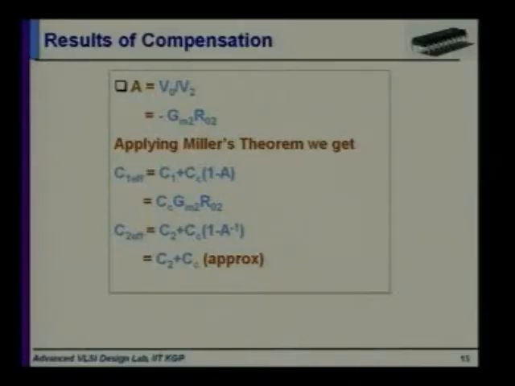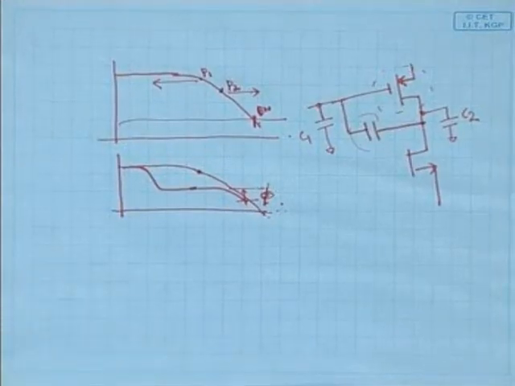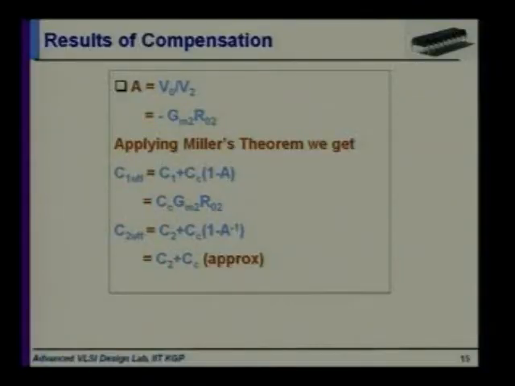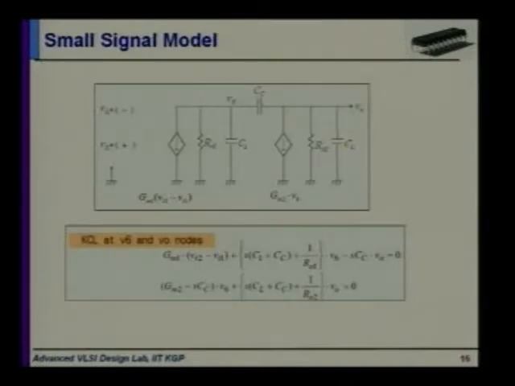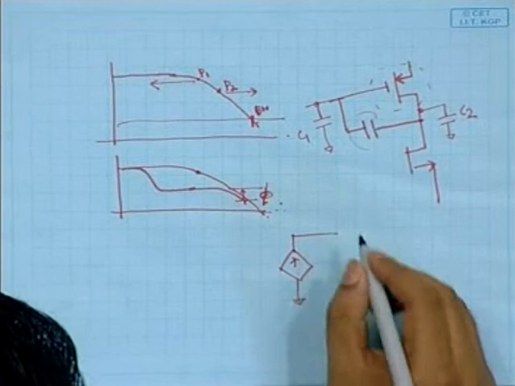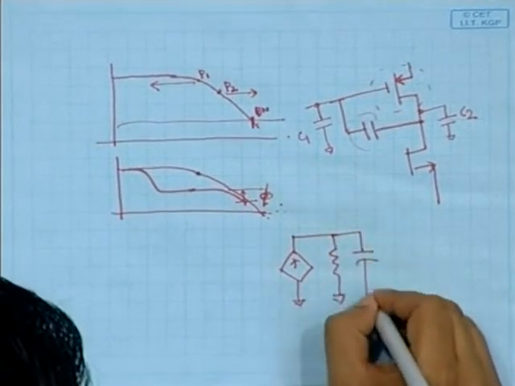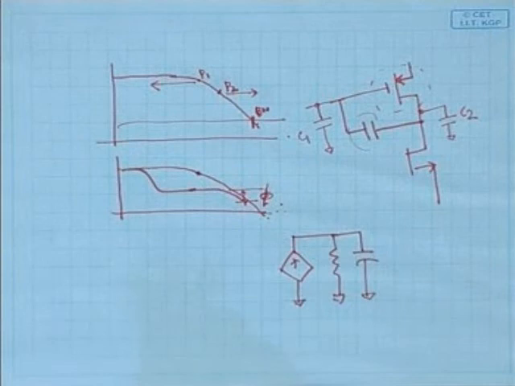So this is the gain. The second stage gain is minus Gm2R2, and this is the expression of the effective capacitance of C1 and C2. This is the small signal model of the op-amp. In the differential stage, you have learned that the small signal model is like that: only a transconductance stage along with a resistance and a capacitance, a single pole system.